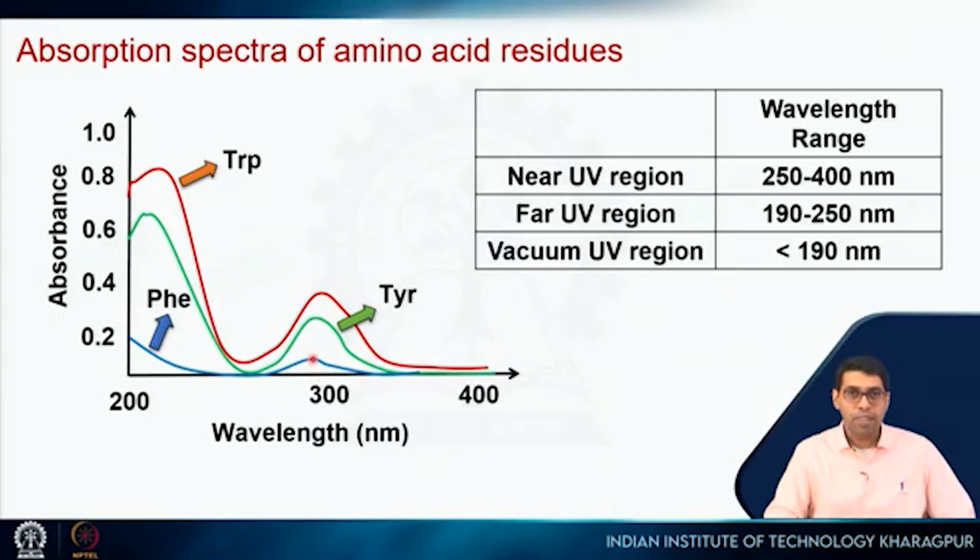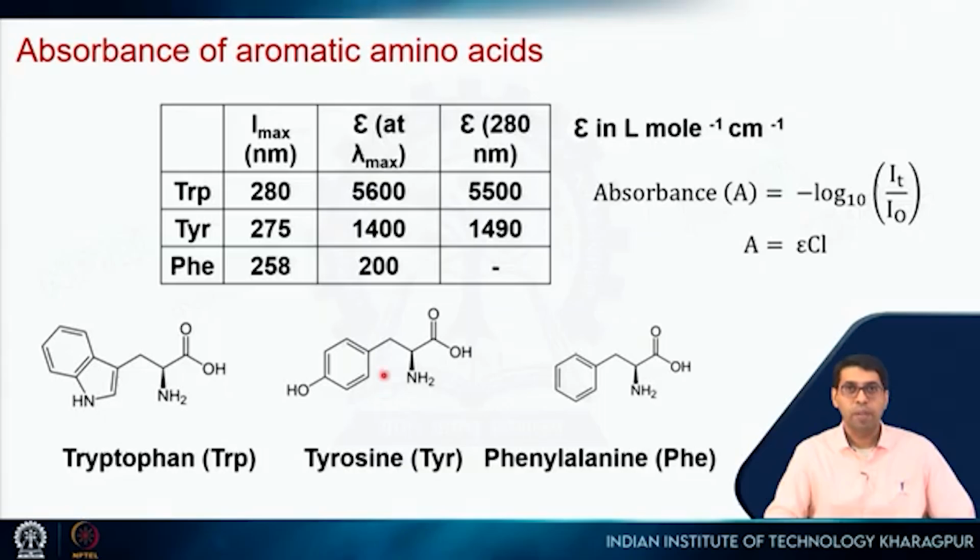You see that there is a maximum wavelength at which the absorbance is the maximum. This is called the lambda max, and this lambda max slightly varies between these three different chromophores. For phenylalanine it is 258 nanometers, for tyrosine it is 275 and for tryptophan it is 280. These are very close to each other. So, typically what we do in near UV spectroscopy is measure at 280 nanometers.